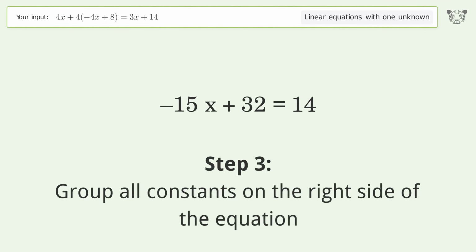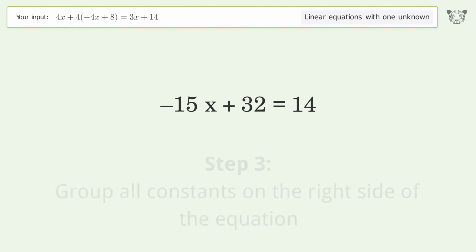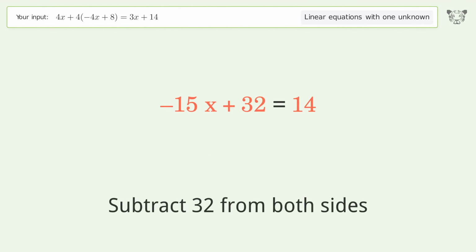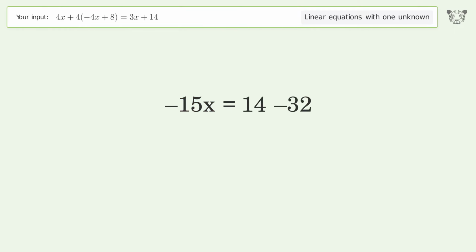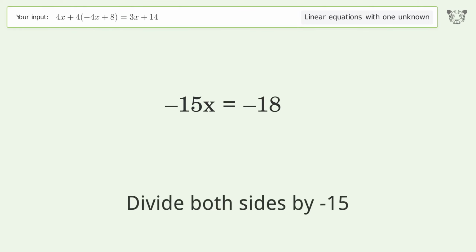Group all constants on the right side of the equation. Subtract 32 from both sides. Simplify the arithmetic. Isolate the x. Divide both sides by -15.